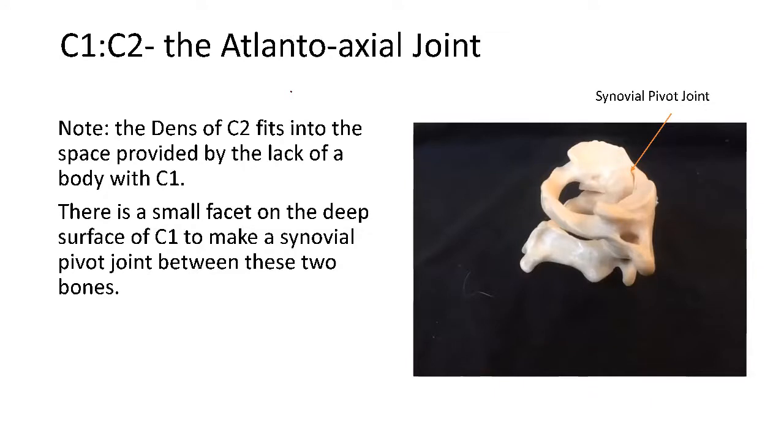If we put these two together, we get the atlantoaxial joint. This is a synovial pivot joint, which you can view in the arthrology lecture. They basically fit together and they make this perfect pivot joint, which is why you can rotate your head. This is the "no" movement of the head. We have C1 to C2, the atlantoaxial joint.